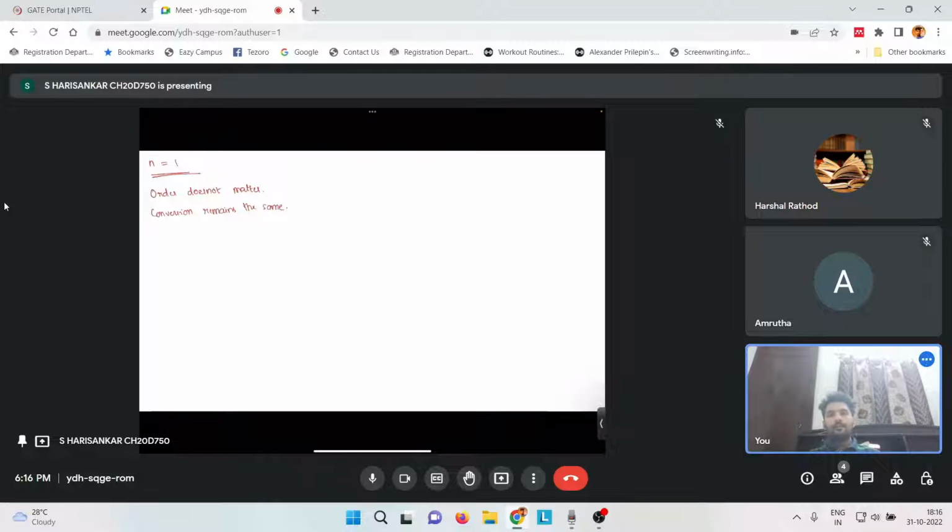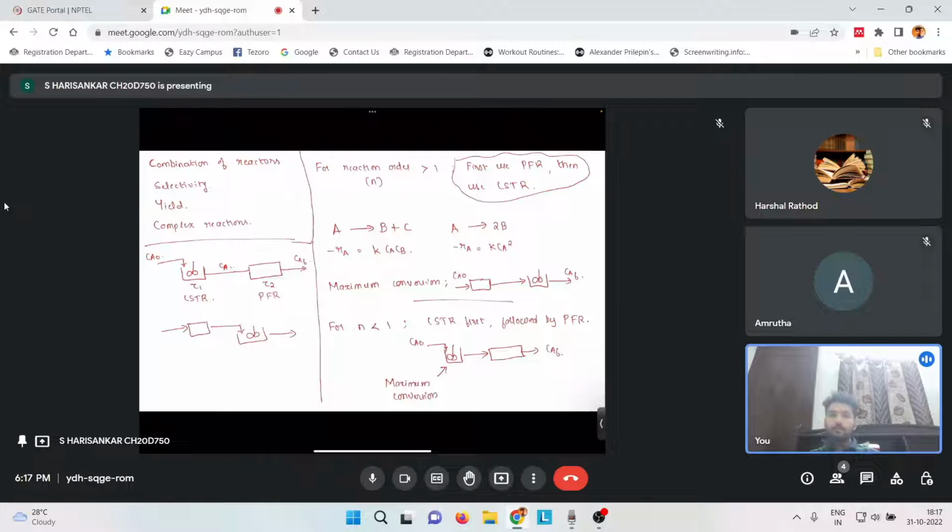So this is a general outlook of combination of reactors for various types of reactions. For order greater than 1, we have to use PFR first, and that should be followed by CSTR to maximize your conversion. And when the order is less than 1, you have to use CSTR first, followed by PFR to maximize conversion. And when the order is equal to 1, there is no need to follow any order. Whatever order you follow, the conversion will remain the same.